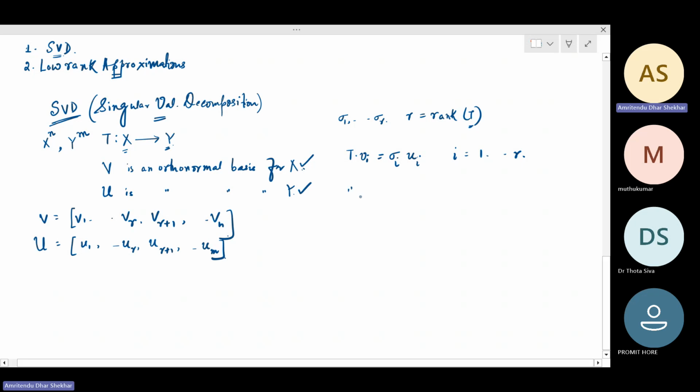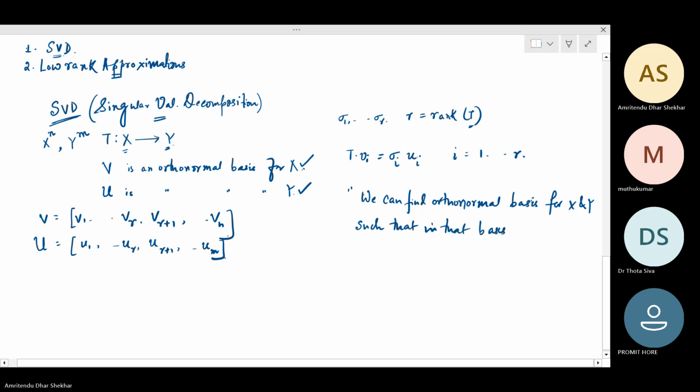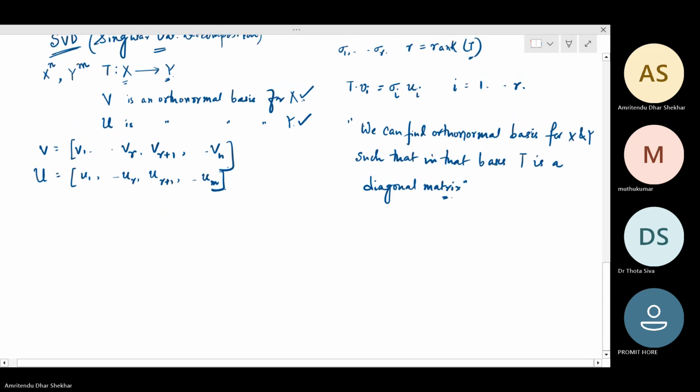So let me write down a meta statement, which is that we can find orthonormal bases for X and Y such that in that basis, T is a diagonal matrix. I hope the meaning of this statement is clear.